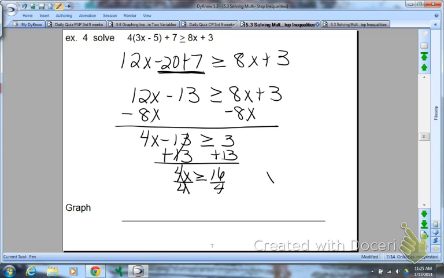I'm going to run out of room, so I'm going to write it to the side. x is greater than or equal to 4. So this is my final answer. Graph it.